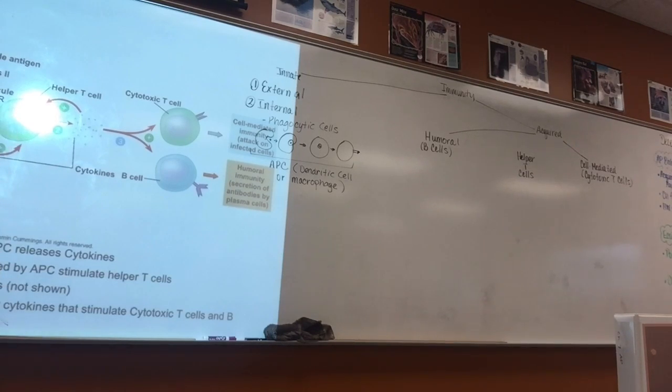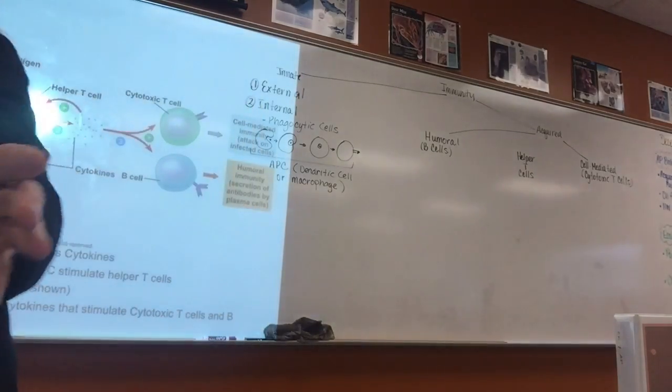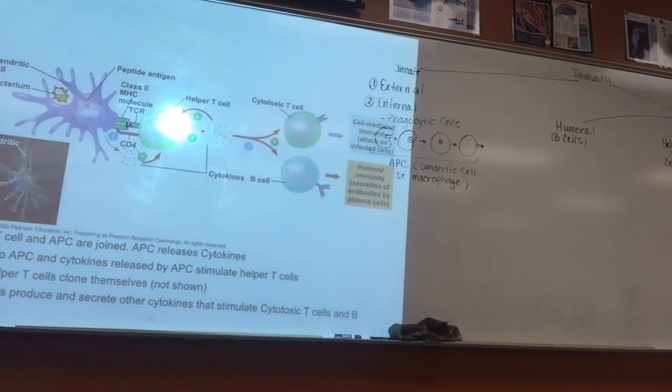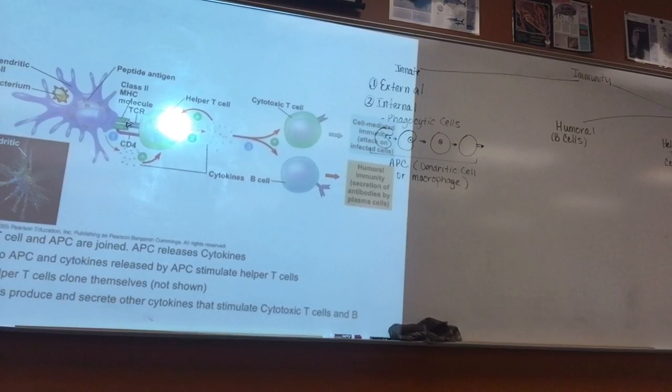Now, the MHC molecules and the CD4, this is detail. In fact, the video went into a lot of detail about CD4, CD8, MHC1, MHC2, and so on. For the AP test and for our class, I'm not going to ask you specifically whether a helper T cell has a CD4 or a CD8. You don't have to memorize those names. We just need to understand the big picture here.